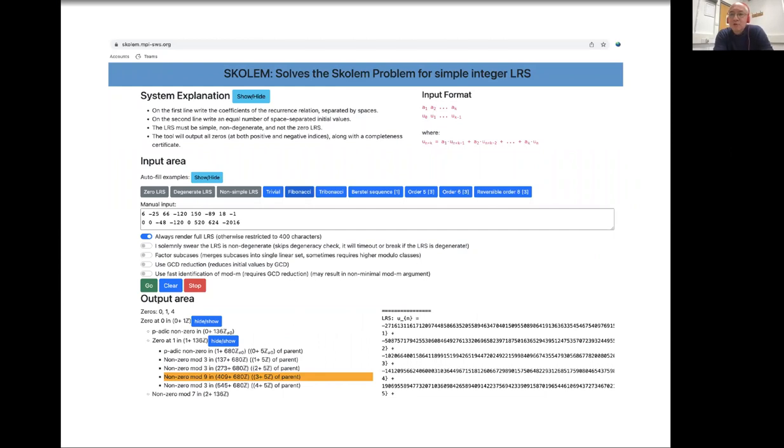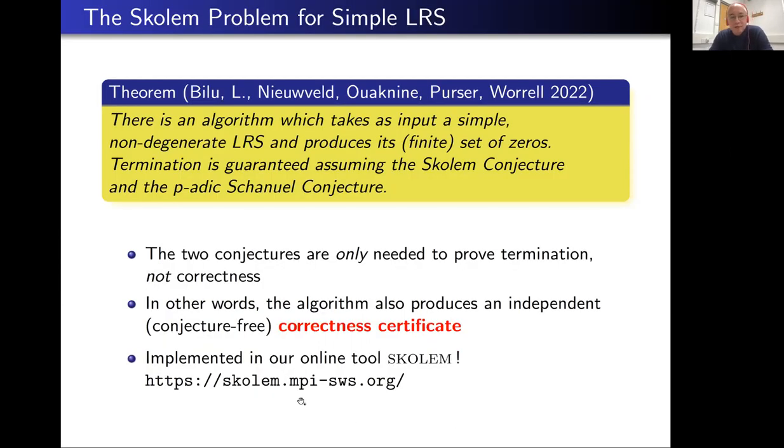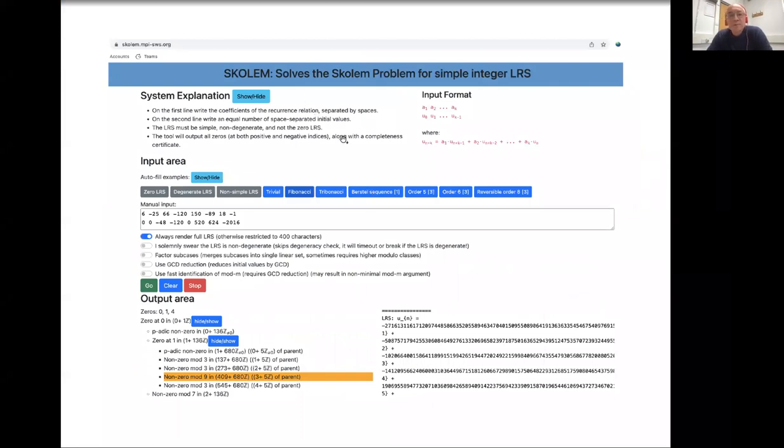So if you want to get Skolem, you can go here. Or it's accessible from the webpage of my colleague Joël Ouaknine. You go to his webpage, there is some software that he and his team have developed, and this is one of them. So what does the Skolem tool do? You're going to be faced with this. You have to promise that the sequence you're given is simple, that you're not trying to trick it by giving it polynomials with multiple roots and so on. You give the initial values and the coefficients, and it will produce some list.